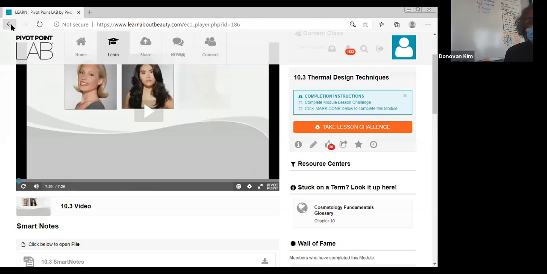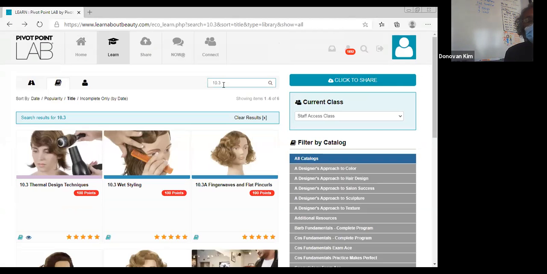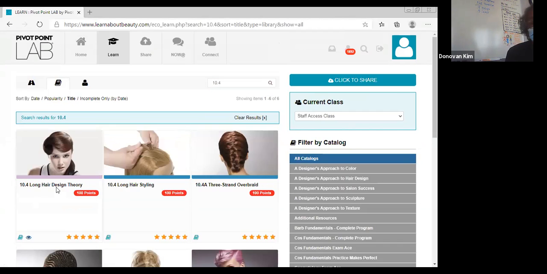And right on to 10.4. This is a long chapter. Mm-hmm. The last time. They're going to do some long hair design.